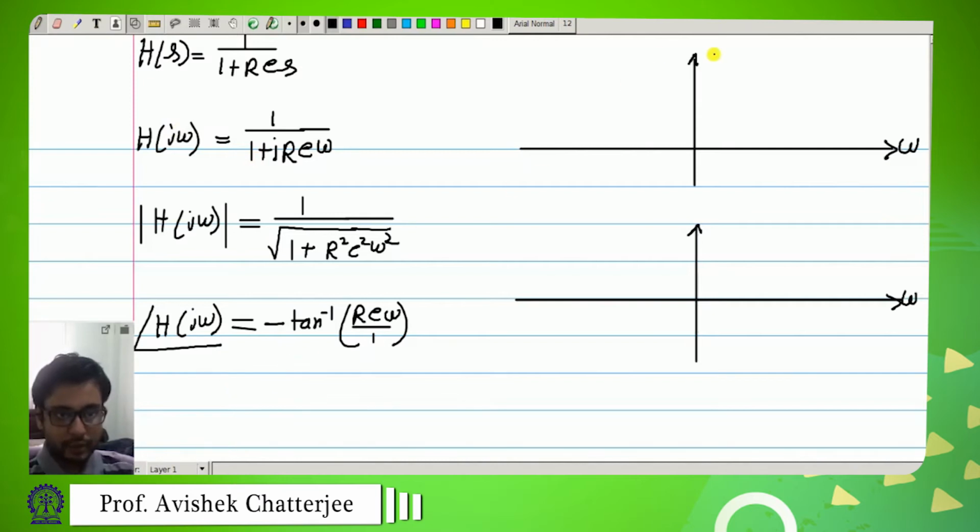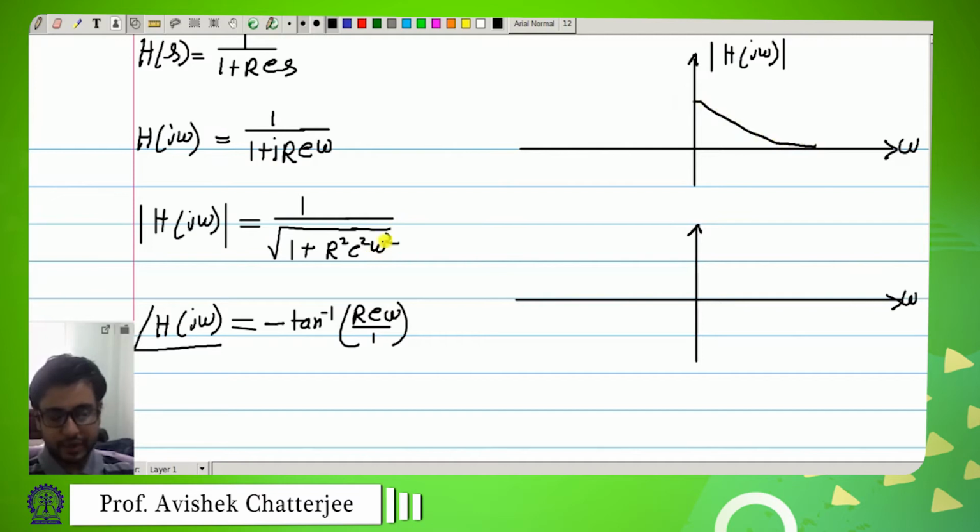Okay, now let me plot here H j omega, mod of that. So you can see as omega increases, the denominator increases, so the value will decrease, and at omega equal to 0 it will have the maximum value. So it will be somewhat like this.